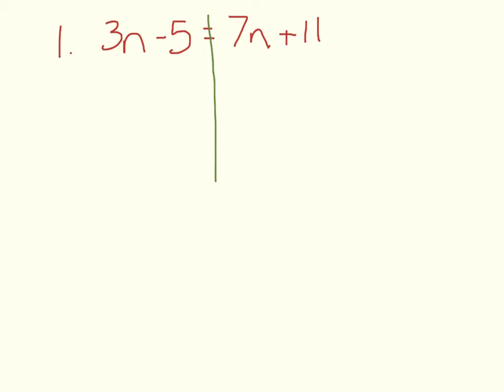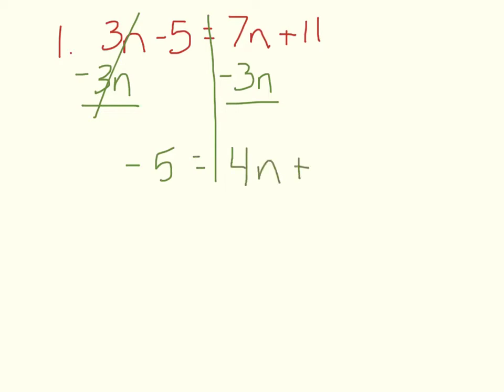So how could I move this 3n over to the right side? Well, it's positive, so I would need to subtract 3n. Okay, subtract 3n. We need to make sure we are combining like terms correctly. So the n's can only go with the n's, the numbers can go with the numbers. Okay, 3n minus 3n goes away, and you're left with -5 equals 7n minus 3n makes 4n plus 11.